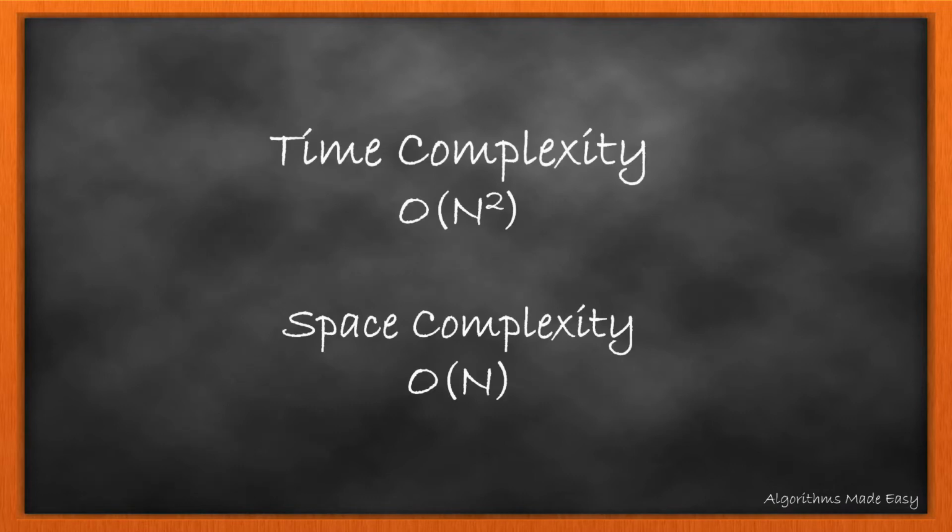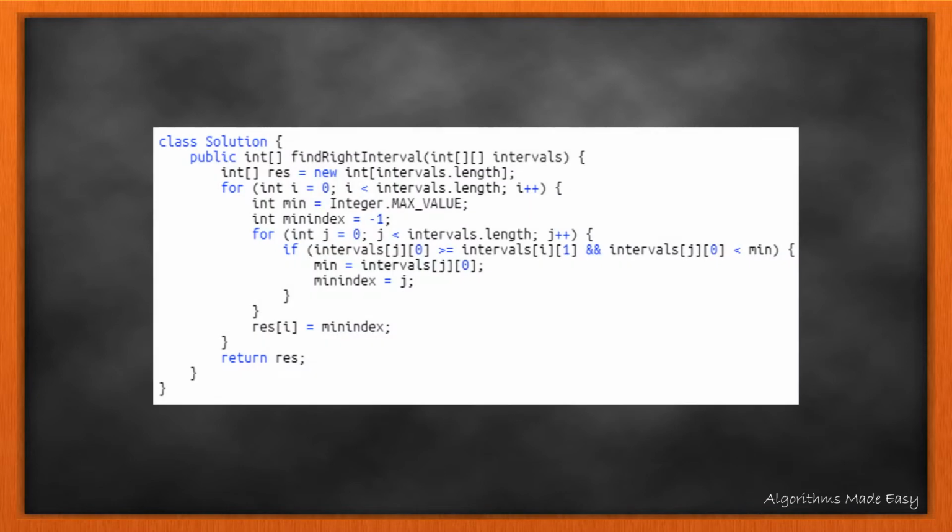As we use nested loops, the time complexity is O of n square while the space complexity is O of n. Here is the code snippet.